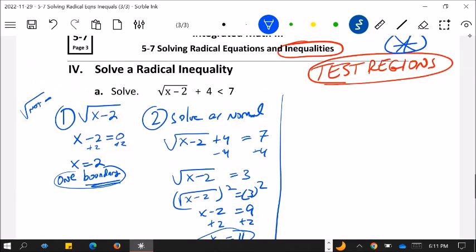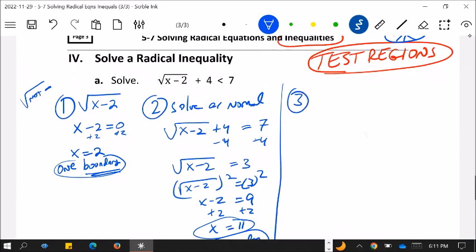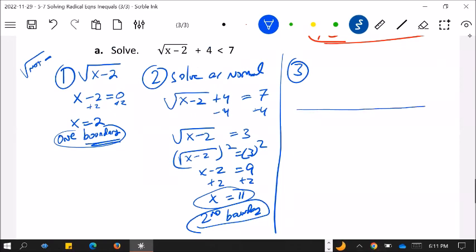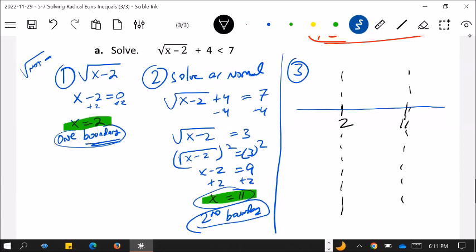So now over here, I'm going to do the third part of this. The third part is to make a little number line and put these two numbers as my boundaries. I need to put a 2 there and an 11 here. And that's going to be my two boundaries. I need some space to work with. What I have to do now is test the different regions.